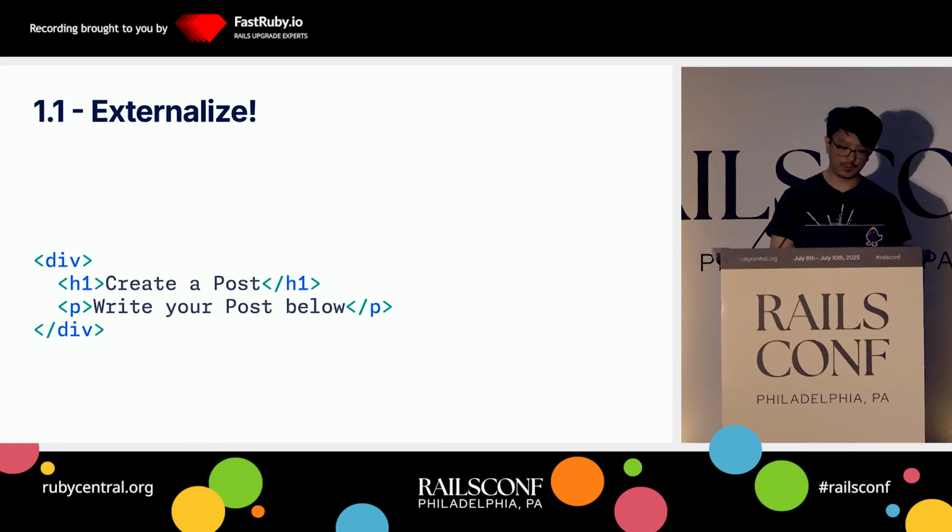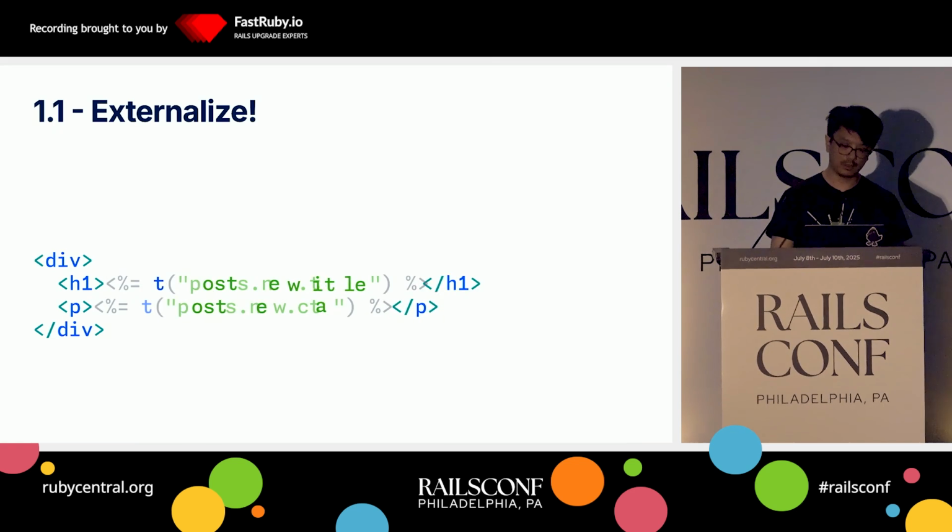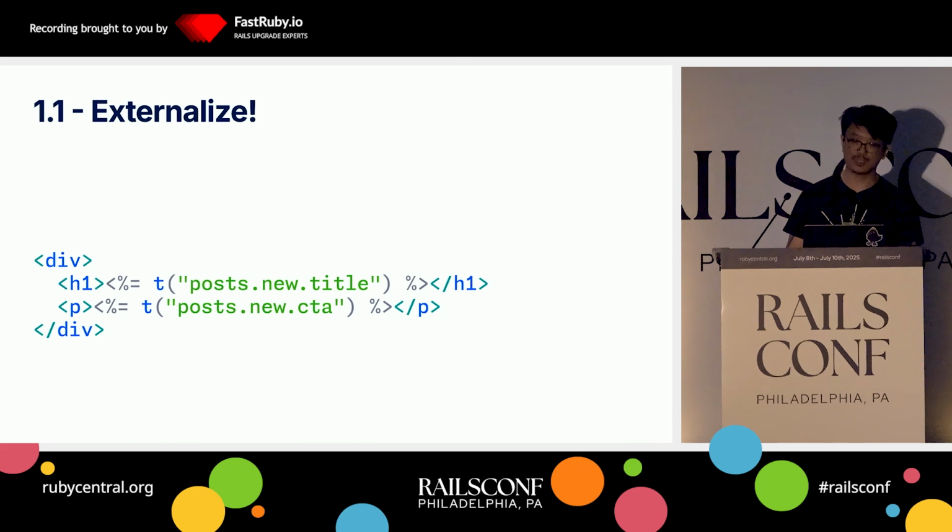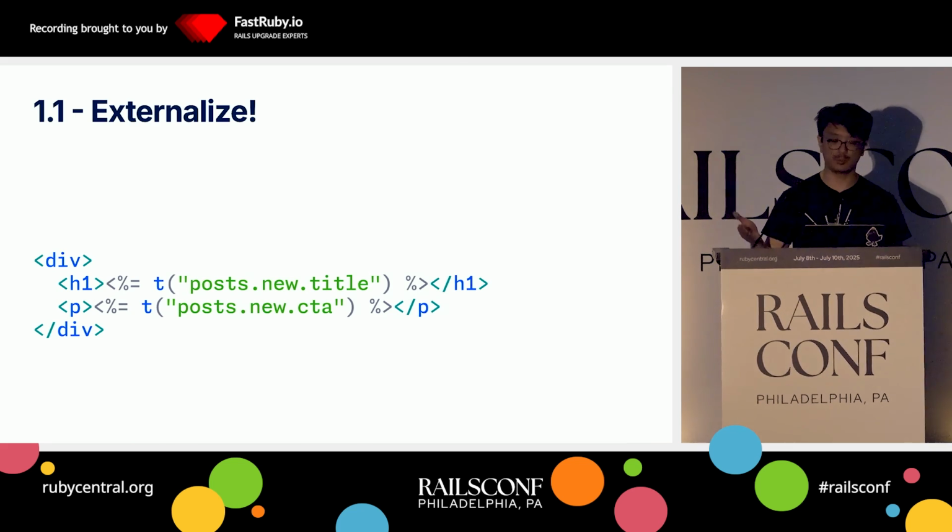So if we go back to the example from before, we can replace the hard-coded text with calls to translate. And here I'm just using T, which is an alias for brevity. Now the template no longer contains the hard-coded text. Instead, it'll be fetched at runtime from the current locale.